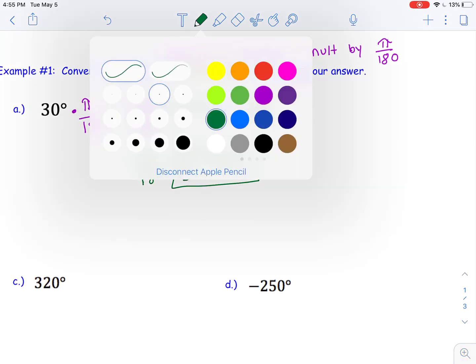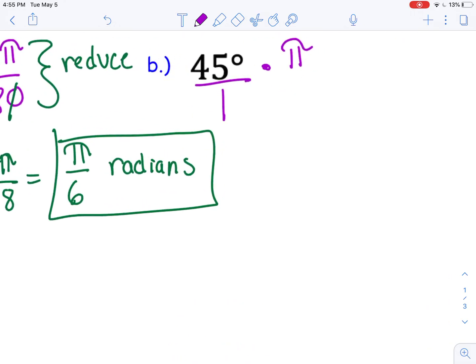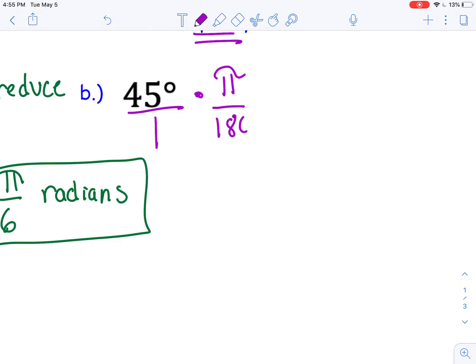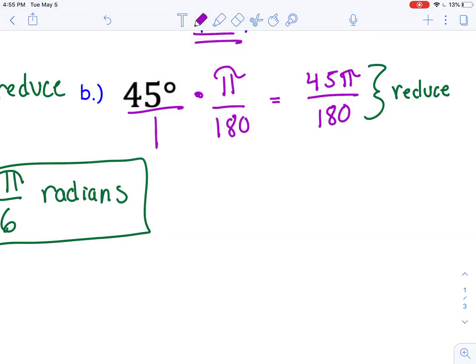On B, we're going to convert 45 degrees into radians. So I'm going to start by multiplying. You kind of think of this as over 1. 45 degrees times pi over 180. That's going to give me 45 pi over 180. We need to reduce this. If I reduce 45 and 180, 45 goes into 180 4 times, so it's going to give me pi over 4 radians.